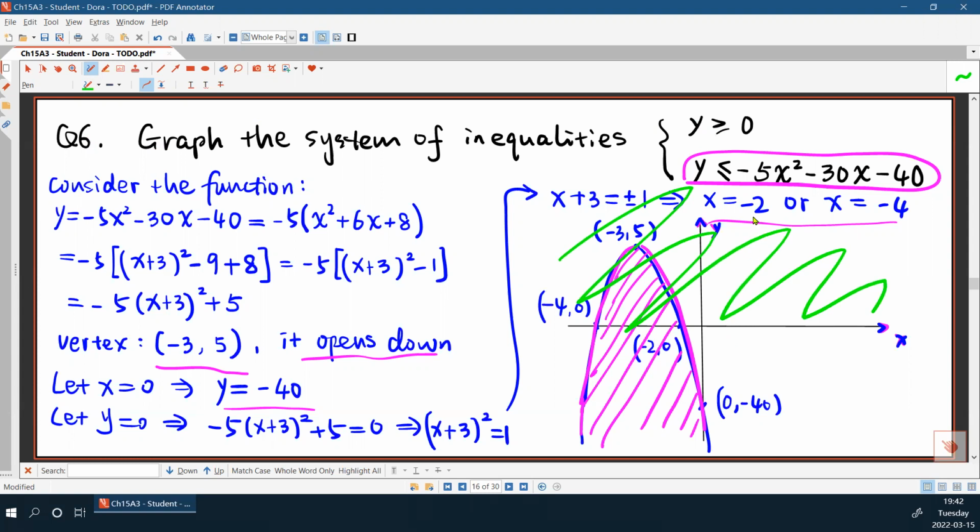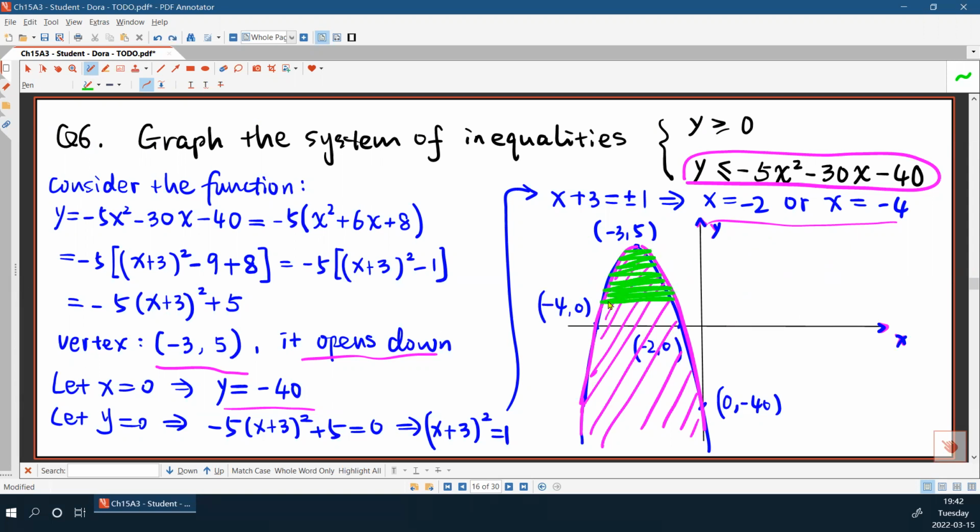Therefore, we should shade the overlapped area, right? Apparently, the overlapped area is here. And we should also include the boundary here. Okay, should I include the boundary here? Of course, yes, right? Because y can also equal 0. So that means we should also include the boundary here. So this is actually an enclosed area denoted by the green shaded area here.